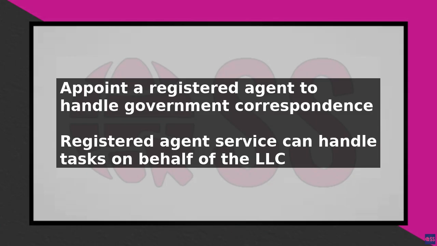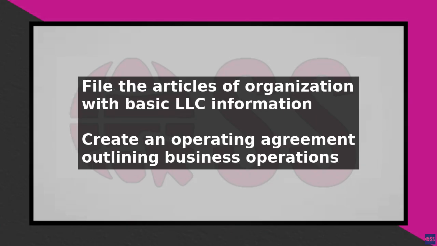Once a registered agent has been appointed, the next step is to file the articles of organization, which include basic information about the LLC, such as its name, address, and purpose. The articles of organization can be found on the Missouri official website, and a state filing fee of $105 must be paid. After filing the articles of organization, an operating agreement can be created, which outlines how the business will be run, including the distribution of profits and the authority of members to bind the LLC to legal contracts.